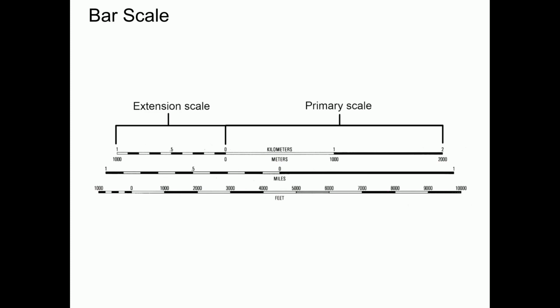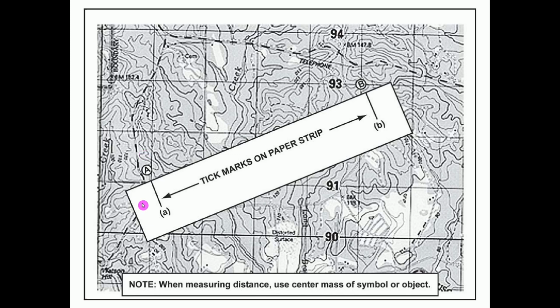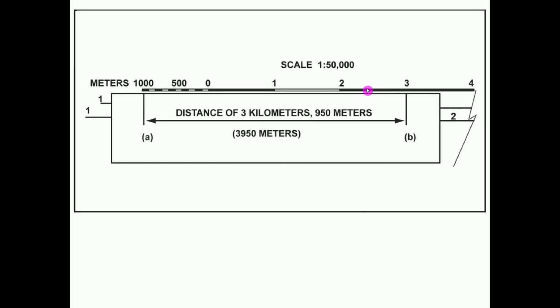You can also, if you had a paper map, paper maps usually have a bar scale. They have a primary scale with large divisions and then an extension scale with smaller divisions, usually a tenth of whatever the larger scale is. So this one has meters and then each of these little bars would be 100 meters. So you take a piece of scratch paper. If you're measuring from A to B, you make a tick mark where A is, a tick mark where B is. We're going to throw that down on the bar scale.